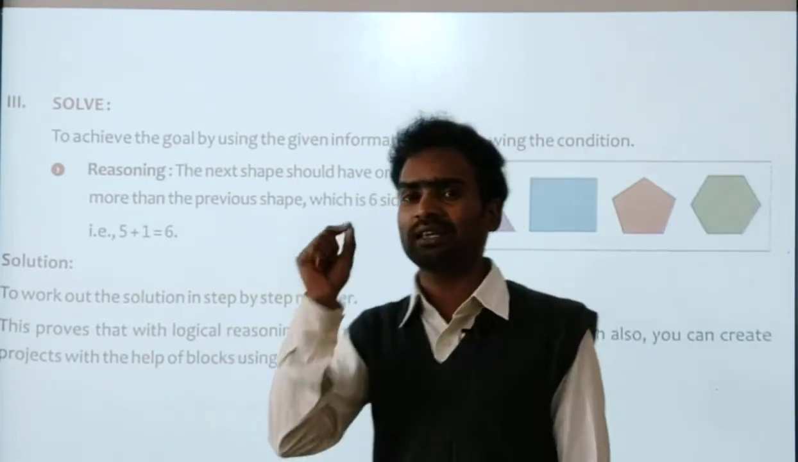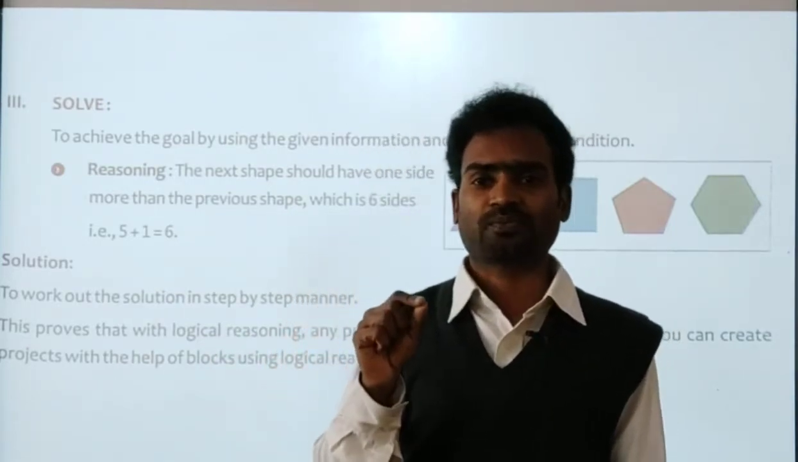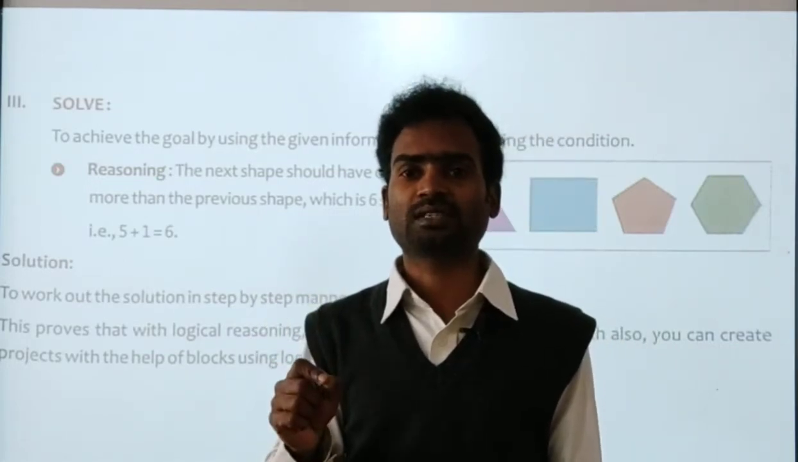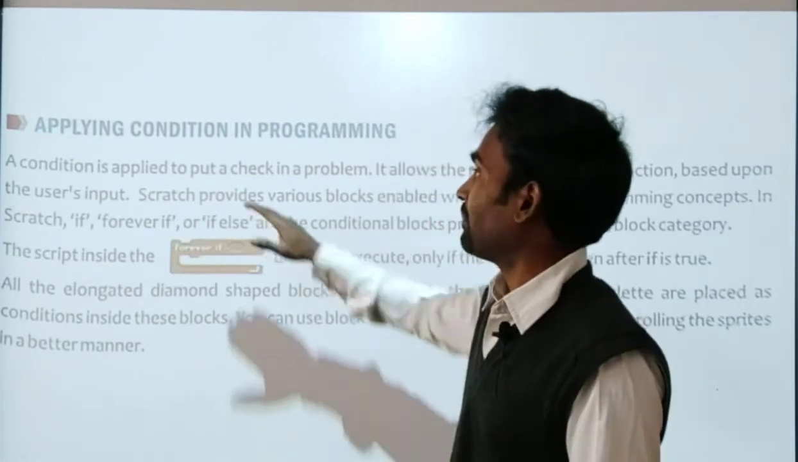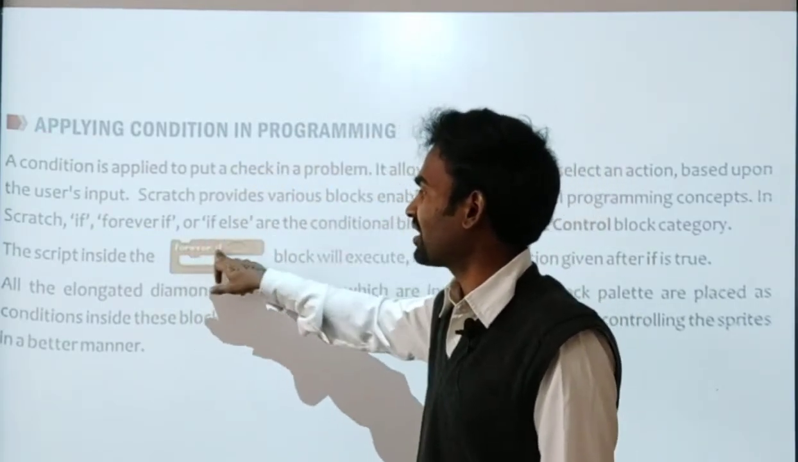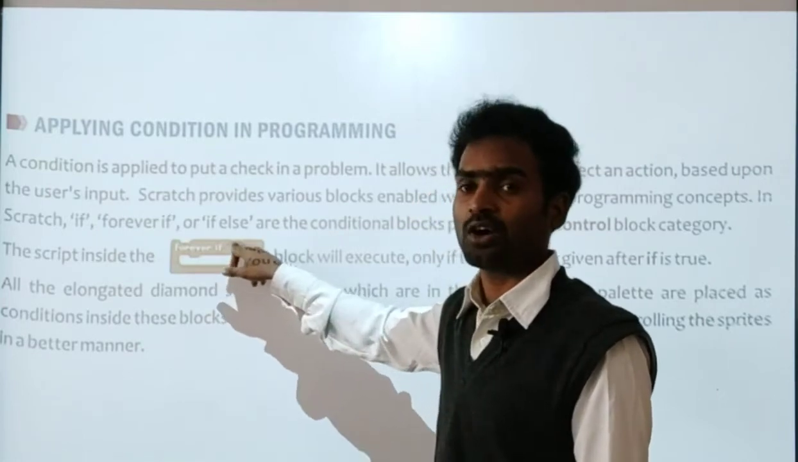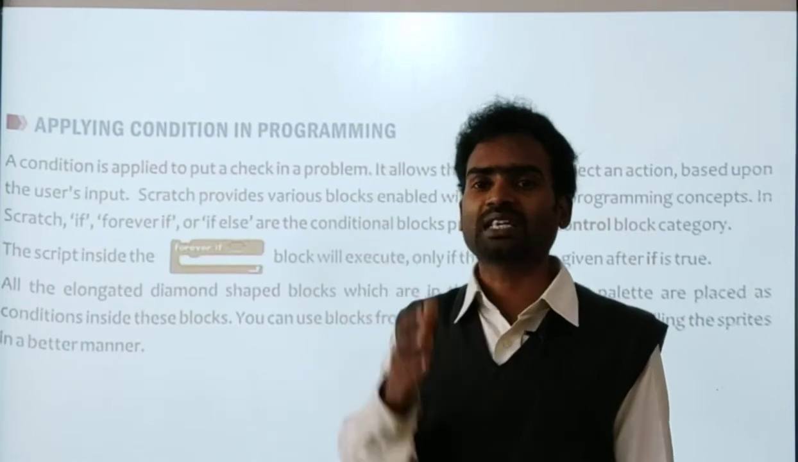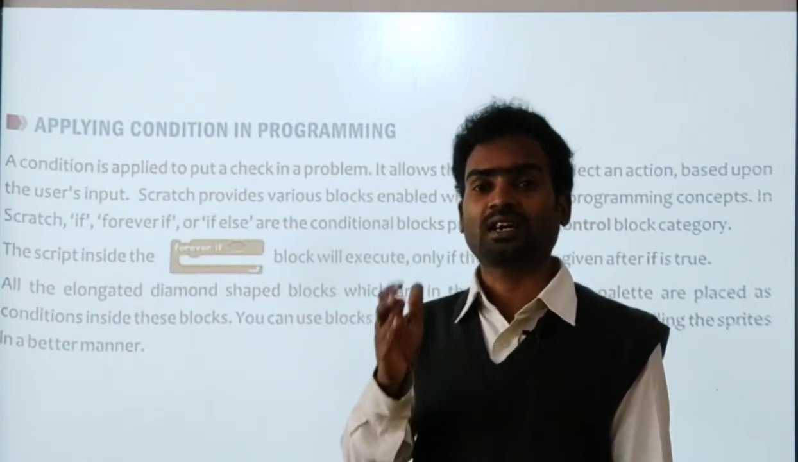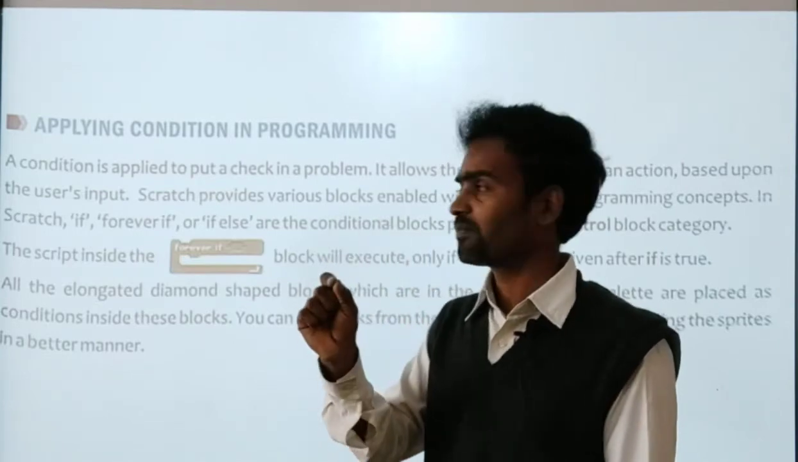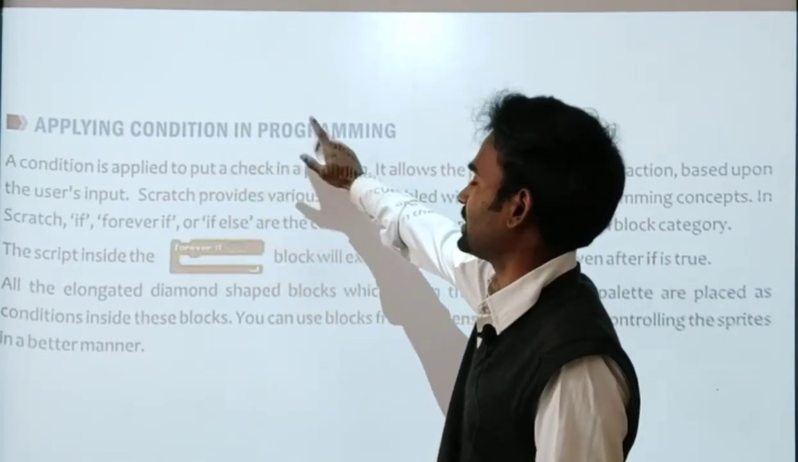So we have to think in a logical way. We have to think what is happening, what will be the next one. Right, children? See here, applying condition in the programming. See this forever block. Here we can give the numbering, how much it could be. So in Scratch programming also we have conditions, decision taking also we have. So accordingly we have to give them.